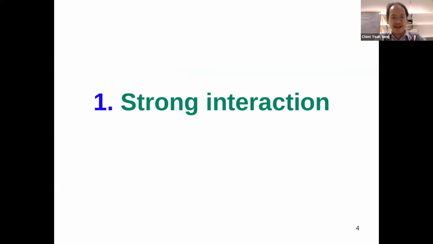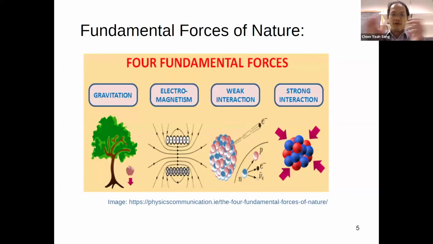Okay, so without further delay, let's get started. As you may know, there are four fundamental forces in the universe, namely the strong interaction that binds protons and neutrons to form nuclei, and electromagnetism, so you have the electric force and the magnetic force. And then you have weak interactions, for example, those that govern the beta decays. And finally, you have gravity, where every two massive objects attract each other.